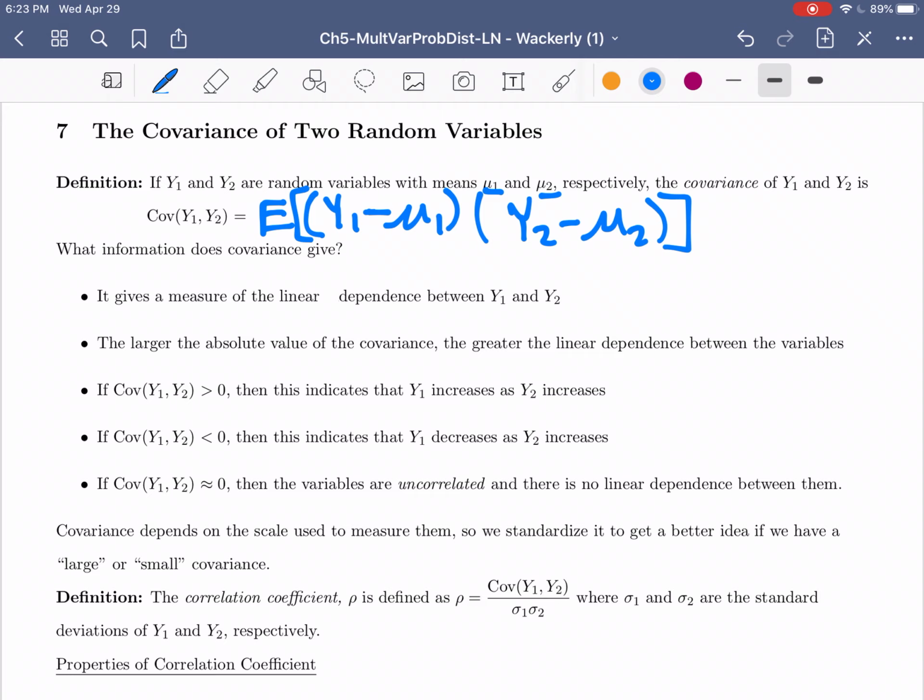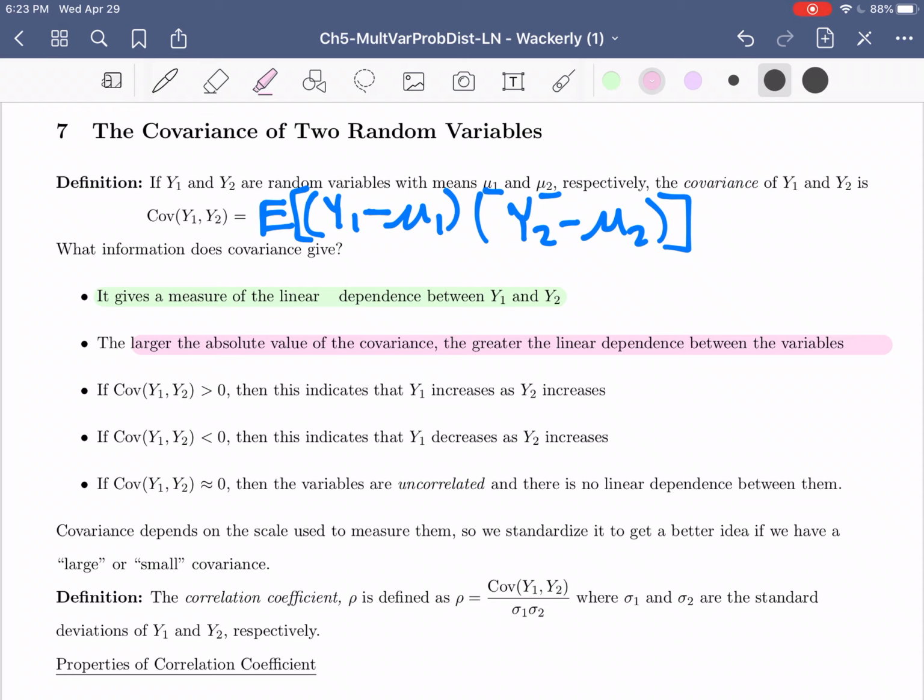So that seems like maybe a strange thing to consider. All right, why would we be interested in this? Well, we're going to be interested in it because it gives a measure of the linear dependence between those two variables. And so what kind of specific information can we glean about that linear dependence? Well, if we have a larger absolute value in the covariance, then we're going to have a greater linear dependence between the variables.